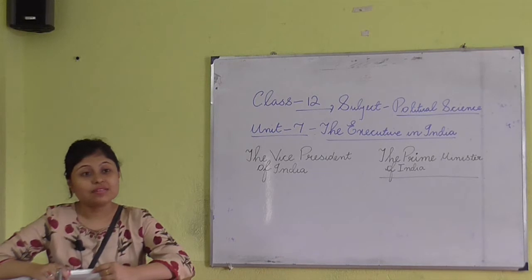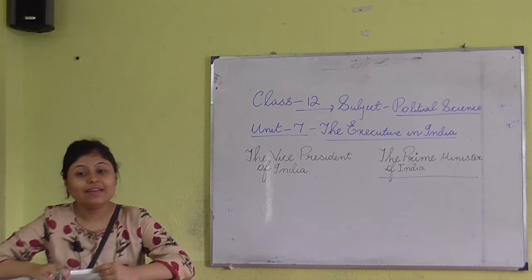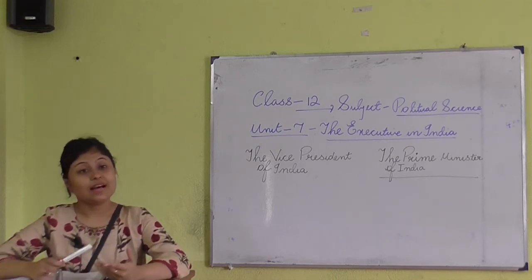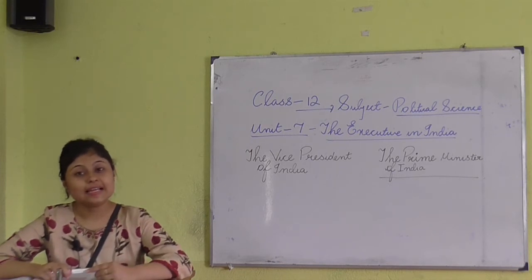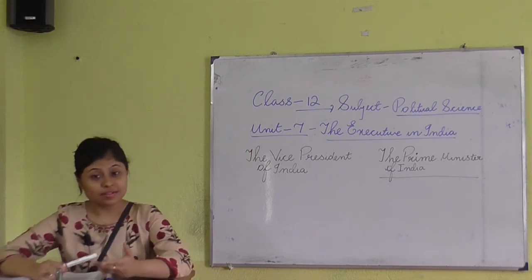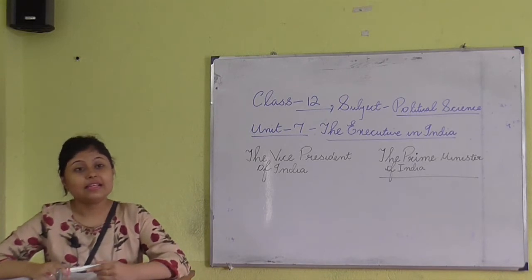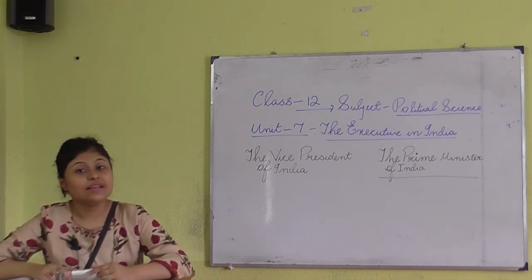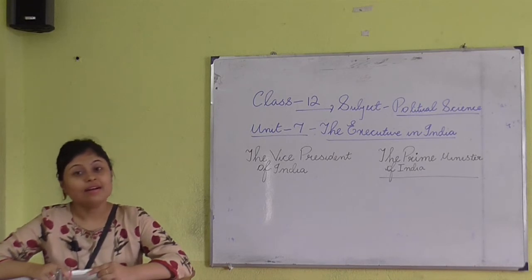Now the Vice President of India is elected by a special electoral college. Article 66 provides for the procedure of the election of the Vice President of India. The Vice President of India is elected indirectly, by a specially constituted electoral college consisting of the members of both the houses of the Parliament.